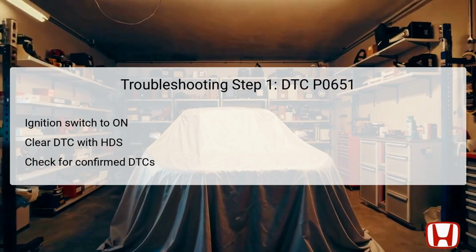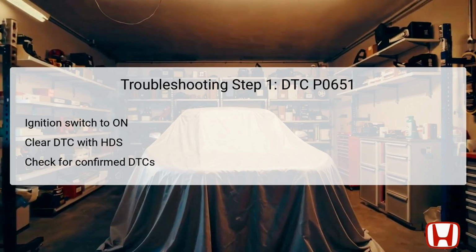The first troubleshooting step to address DTC P0651 involves a simple verification of the problem. Begin by turning the ignition switch to the on position, which powers up the electronic systems without starting the engine. Following this action, the next step is to clear the DTC using the Honda Diagnostic System, HDS, a specialized tool designed for comprehensive vehicle diagnostics. After clearing the code, recheck the system using the HDS to see if any pending or confirmed DTCs reappear.